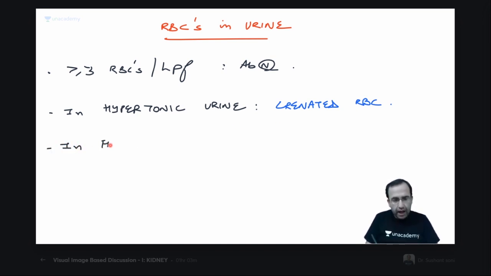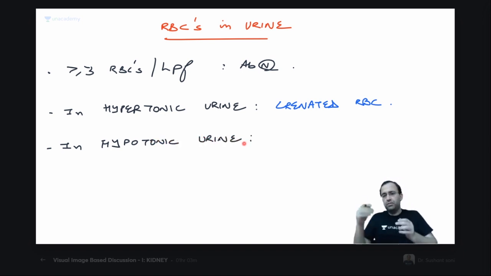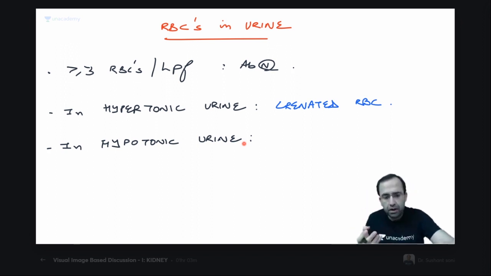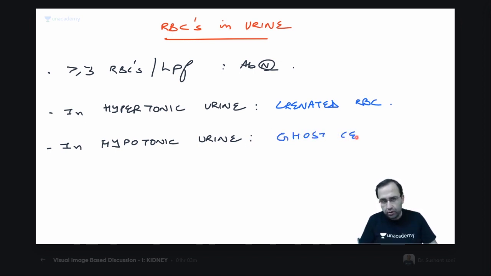Versus in hypotonic urine, you tell me what will happen to the RBCs? They will swell up because water will enter into the RBC, leading to rupture. That is, it is associated with the presence of ghost cells.